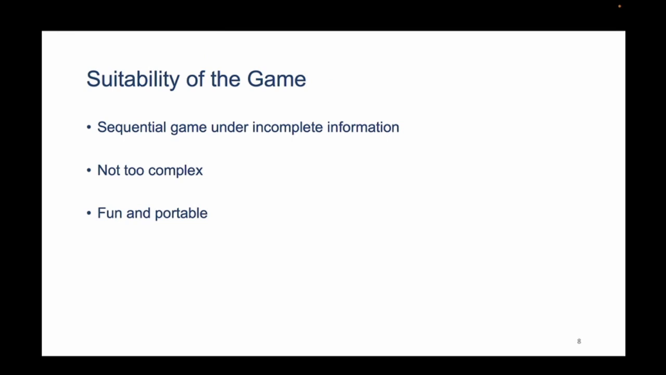So why is this a suitable game for the project? The Love Letter game is a sequential game under incomplete information. In this game, strategic behaviors are essential. Moreover, the game is not overly complex. It takes on average 10 minutes to play a round, so it's possible to record a round of play and analyze it. Finally, the game is fun and portable. It doesn't require much physical space to play, so students can carry the game easily and play it anywhere.